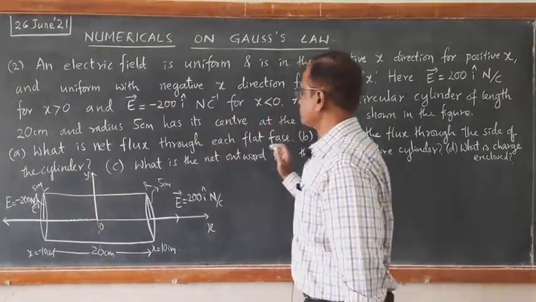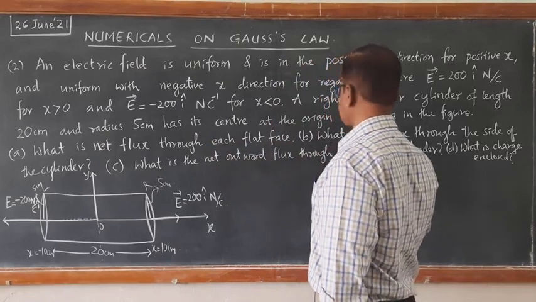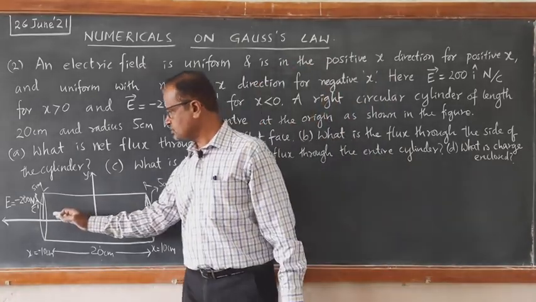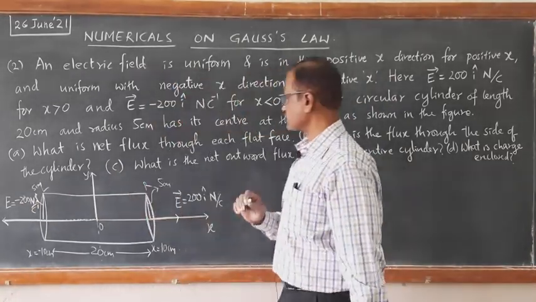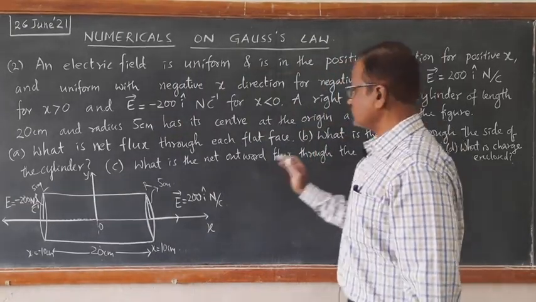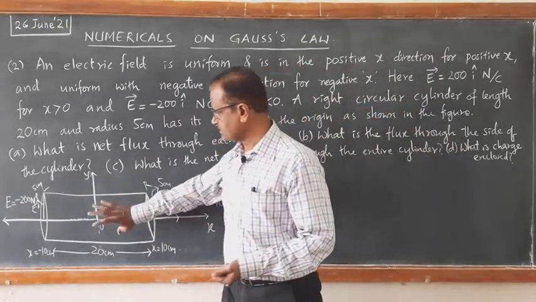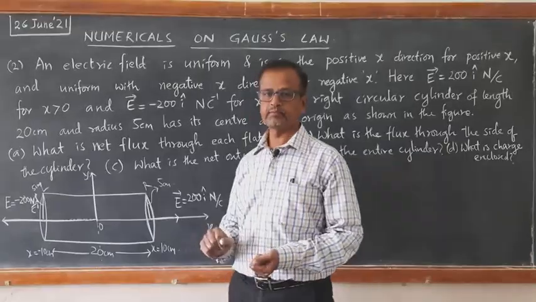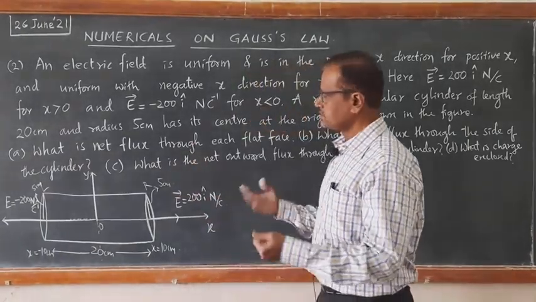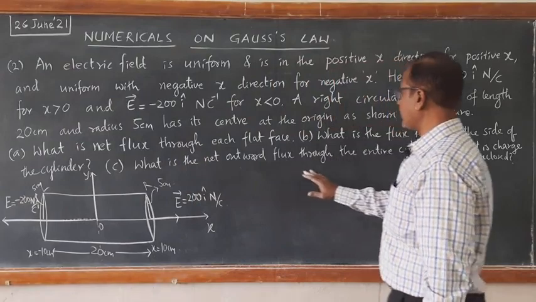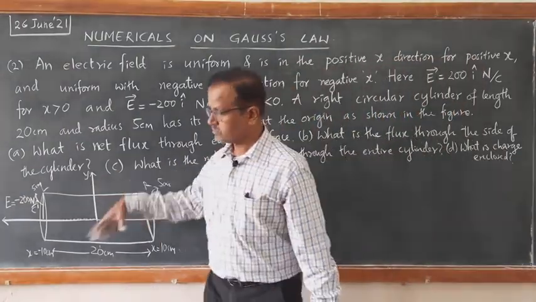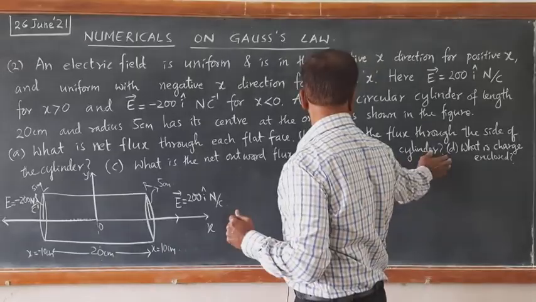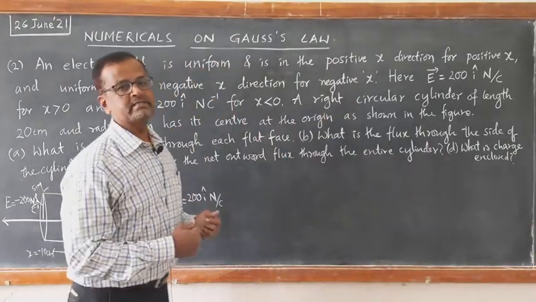This is given. What is the net flux through each flat face? What is the flux through the right side circular face? What is the flux through the left side circular face? That is the first question. Second one, what is the flux through the side of the cylinder? You see, this is the cylindrical side of the cylinder. Okay, that is the second question. Then third one is, what is the net outward flux through the entire cylinder? And the last question is to calculate the charge enclosed by this cylinder.